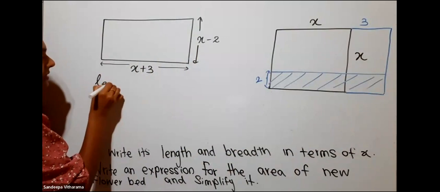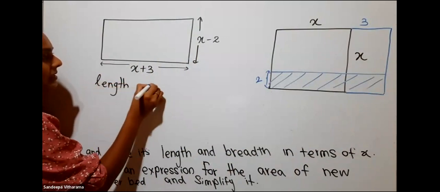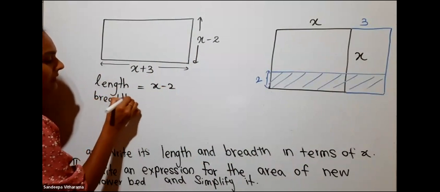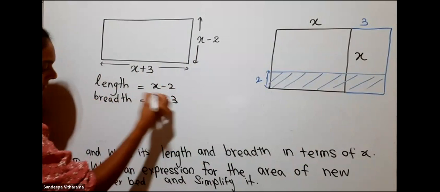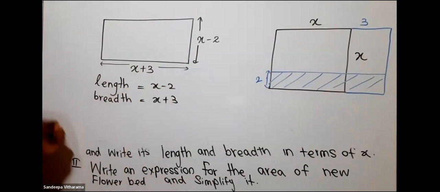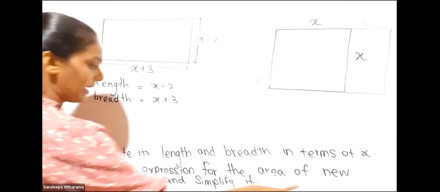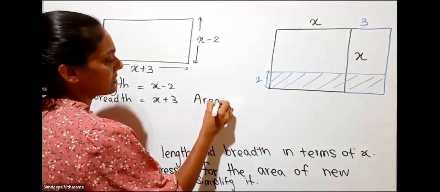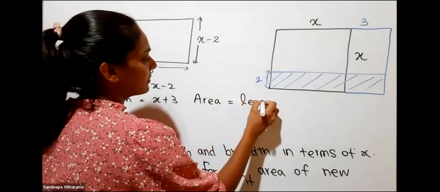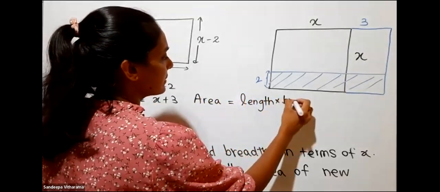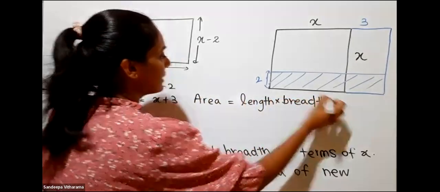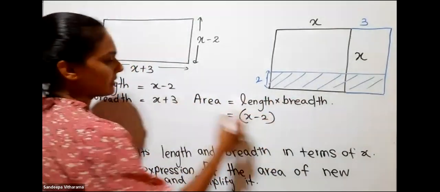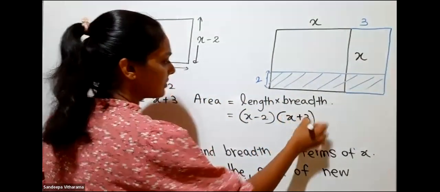Then the breadth of the new flower bed is x minus 2. The length is x added 3. Then write an expression for the area of the new flower bed. Then area is equal to length into breadth. Okay, obtain the answer. It should be length x plus 3, breadth x minus 2.